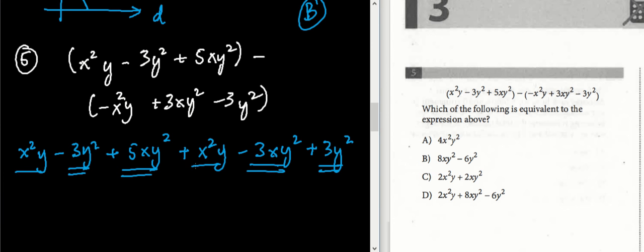So x squared y plus x squared y, that's 2x squared y. Negative 3y squared plus 3y squared, well that's 0y squared, so I'm not going to write that. Then 5xy squared minus 3xy squared is plus 2xy squared. So the answer in this case is C.